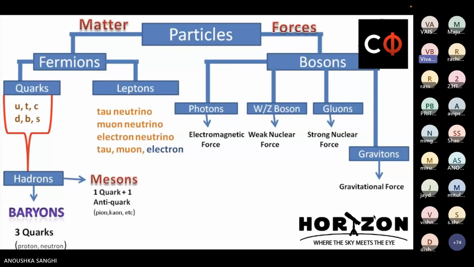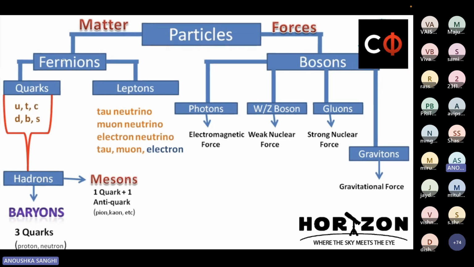Yeah, okay. So particles: if I talk about matter and forces, now we are not talking about forces, we are just looking at the matter. Later we'll see the forces. So we talked about fermions. Fermions are the particles with half integer spins, which means they will have spins like 1/2, 3/2, 5/2, like that.